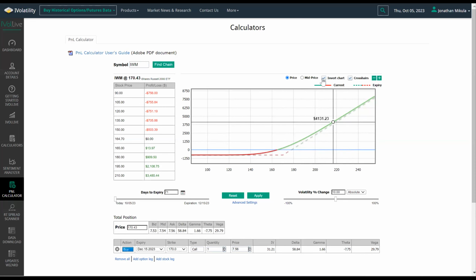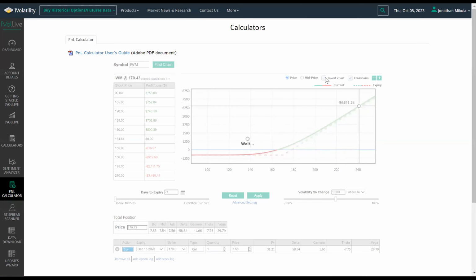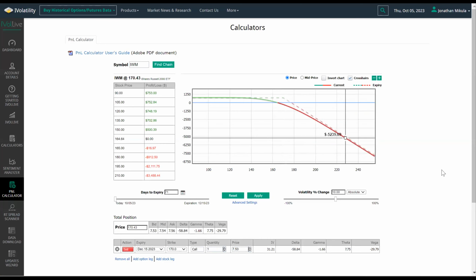Another cool thing you could do if your thesis changes. So right now we're bullish, we're buying this call, and it's going to cost us $756, right, per option contract. You could hit invert chart, and that'll take your thesis and just flip it upside down. So now we're selling this December 15th 170 call.